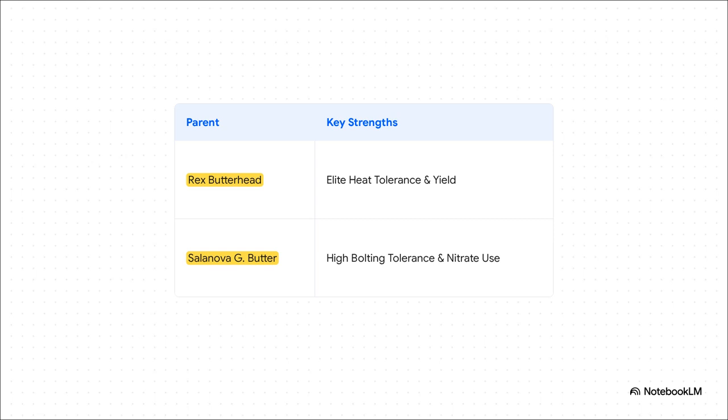Parent 1 is Rex Butterhead, who we already know. It brings that elite heat tolerance and yield. Parent 2 is Salanova Green Butter, another modern powerhouse that brings world-class bolting tolerance and amazing nitrate efficiency to the team. You see how they perfectly cover each other's weaknesses?